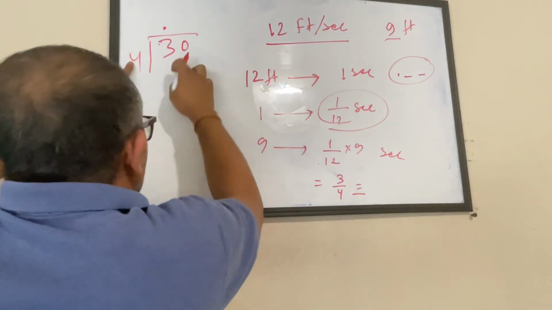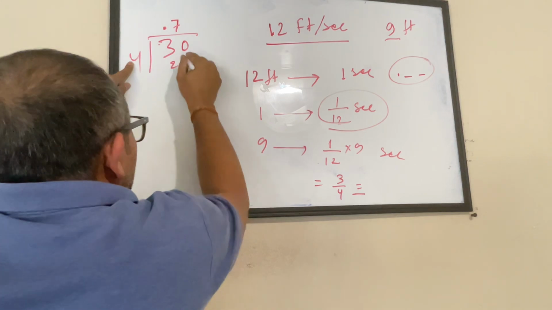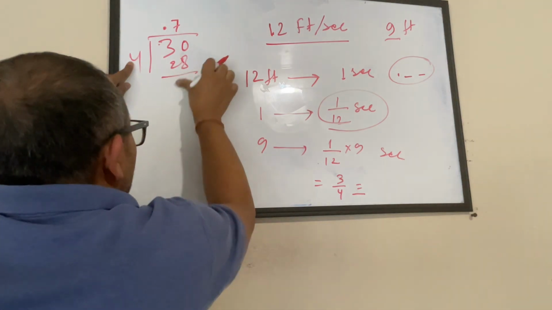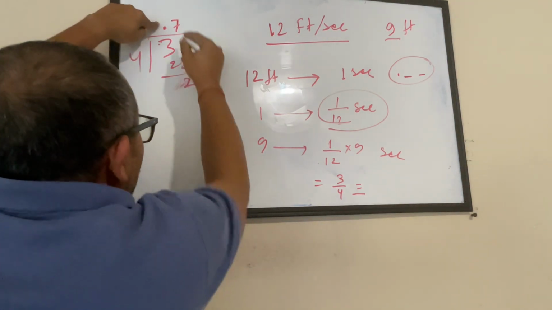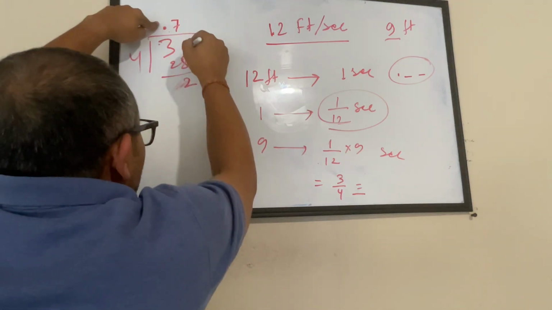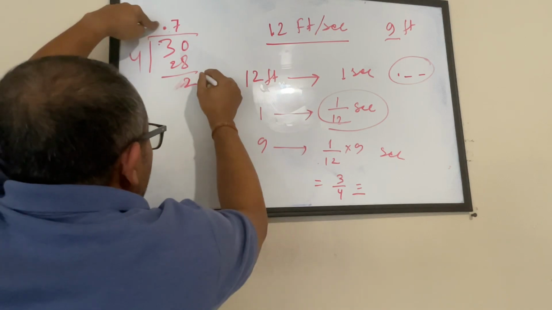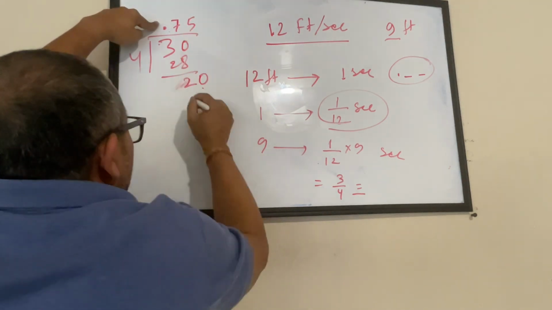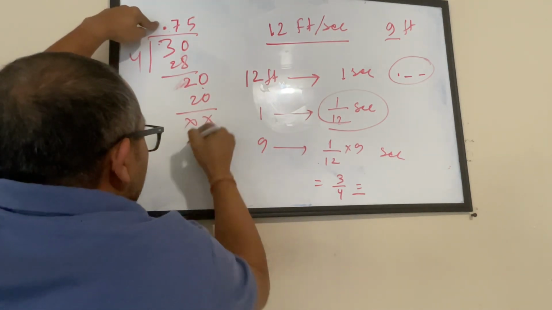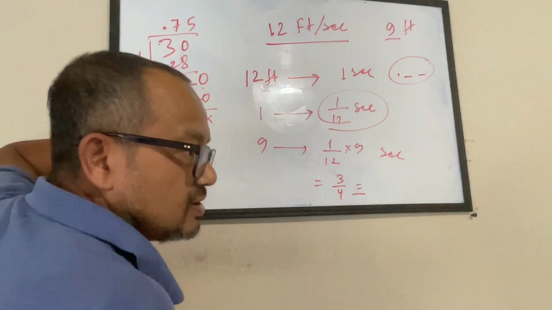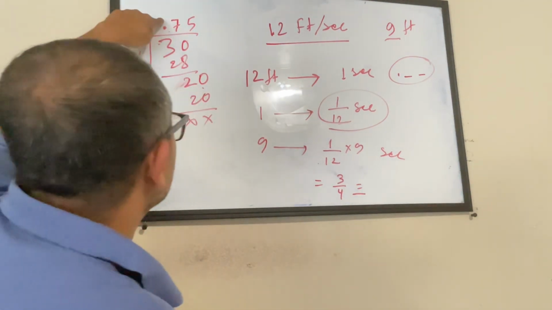As soon as I put a decimal, it lays 1 egg here. This became 30. 4 7s are 28. What is remaining? 2. And the chicken lays 1 egg at a time. It lays 1 egg here and it will keep going till I need it. 1 egg at a time. 4 5s are 20. Done. I don't need the chicken's help anymore. It's all done. So my answer is 0.75.